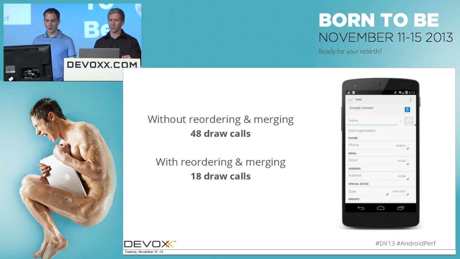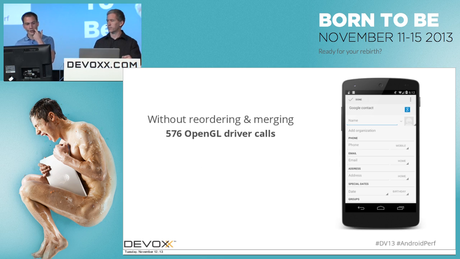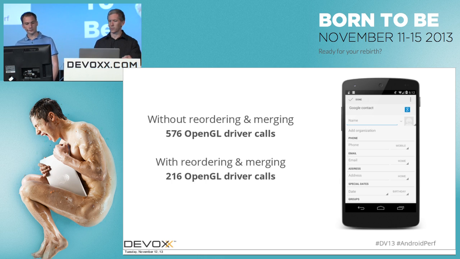So to give you an idea, that same screen, without the reordering and merging, we are issuing almost 600 driver calls. And those are expensive because there's a lot of checking happening in the driver. And with the reordering and merging, we're down to only a couple hundred calls. So applications have got a lot more efficient.